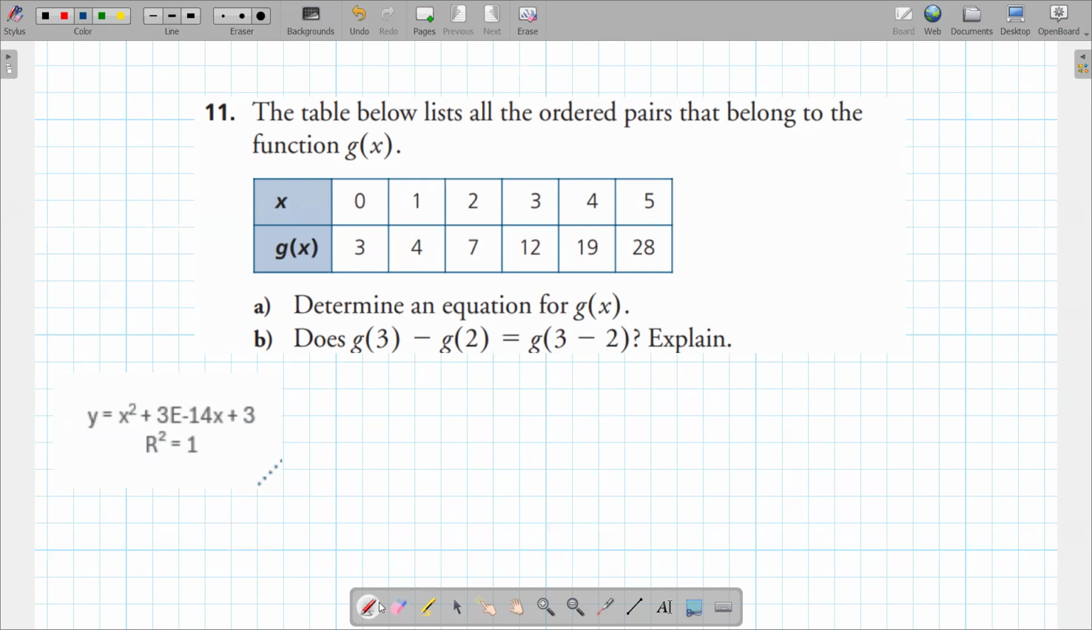The r squared is how strong your model is. R squared equals 1 means it's a perfect fit. This is as good as it gets, cannot get any better. So that's good. The only weird looking thing here is this. What does that mean? 3e to the negative 14.